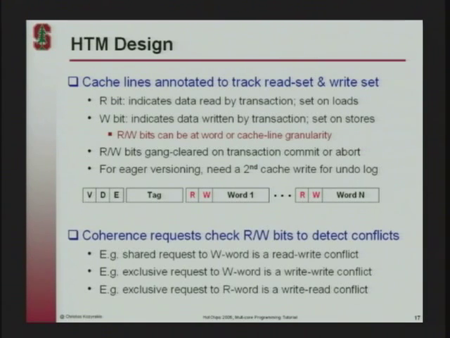Now, the detection basically uses this message that you send around the system. When you want to do a load for something that doesn't exist in the cache, you're going to request it in the shared mode, and you're going to look up all the other caches. If you request something in shared mode, and it exists in another cache with a W bit set, it means that you have a conflict. The one reads, the other one has written. And similarly, you can basically catch write-write conflicts.